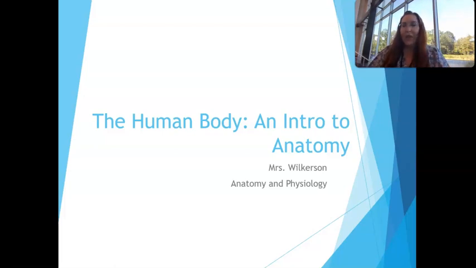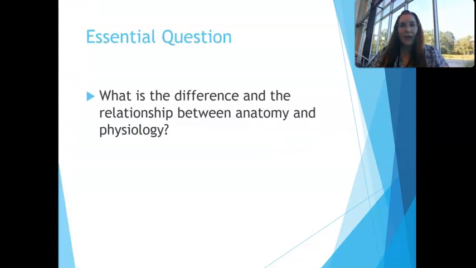Introduction to Anatomy. The title of this class is Human Anatomy and Physiology, so we're going to talk about what both of those terms mean today and a little bit of the different branches of each. Alright, let's go ahead and get started. Essential question: what's the difference between anatomy and physiology?